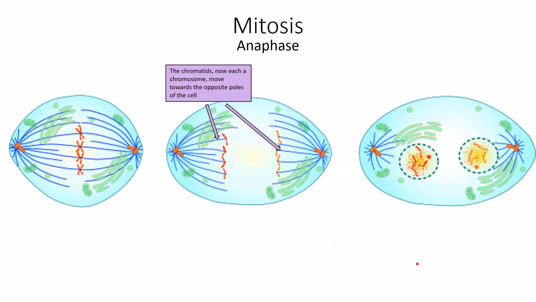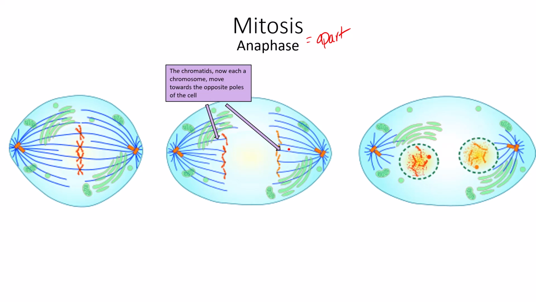In anaphase, the chromatids, now each a chromosome, move towards the opposite poles of the cell. You can see that in metaphase, all of the chromosomes lined up, and anaphase is characterized by the chromatids being pulled apart. In mitotic anaphase, those chromatids were separated and are moving towards their poles, or moving towards their centrosomes.